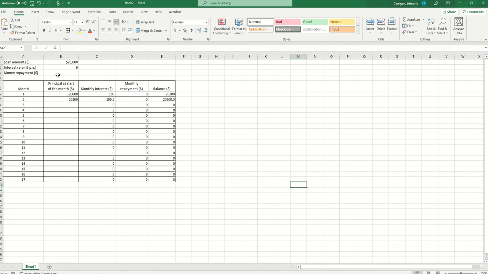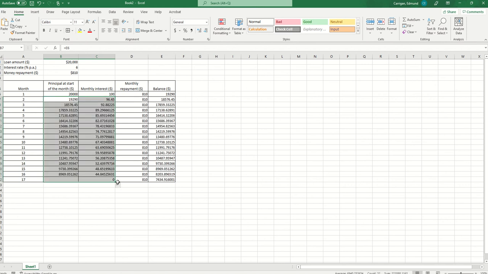Now his monthly repayment is 810, and that's also in dollars, so I can put that in there as well if I want. And away we go. If I want to make it look a bit prettier, what I need to do is grab those first two cells, B and C. I haven't dragged them down yet. Drag them down. We're down to 17 months. There we go. We can see it.